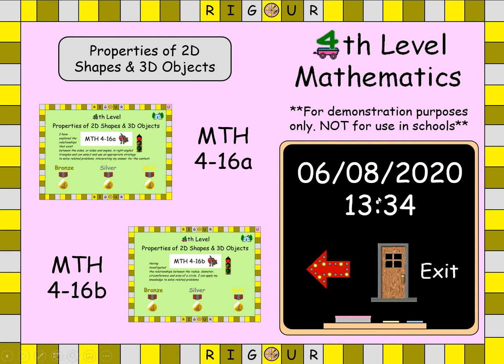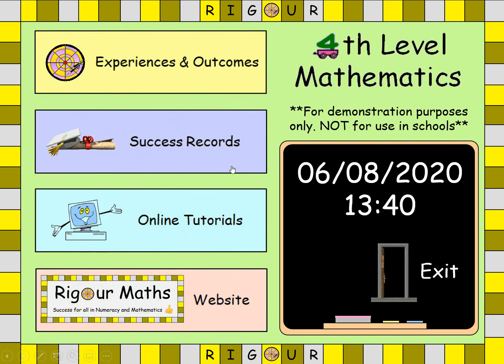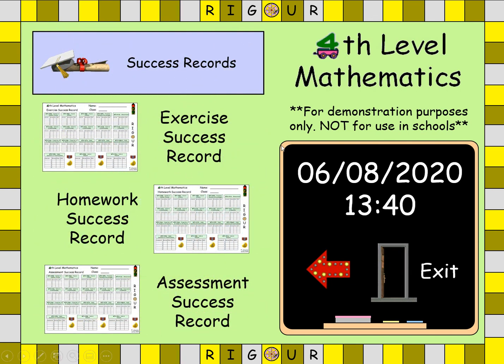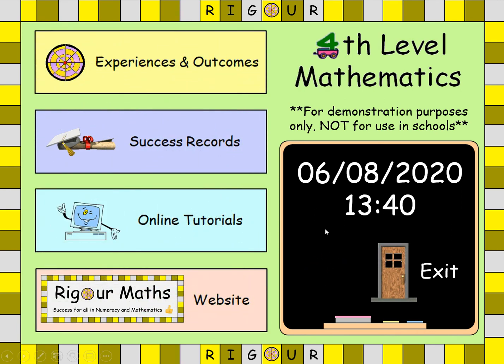Of course, on the main page of the software, we have success records that pupils can print off to record their progress in either exercises, homeworks or assessments. There's links to the online tutorials which you can access if you have an online Rigor Math subscription, and of course a link to the website that's got many more additional resources there, including the 4th level calendar for the current month.